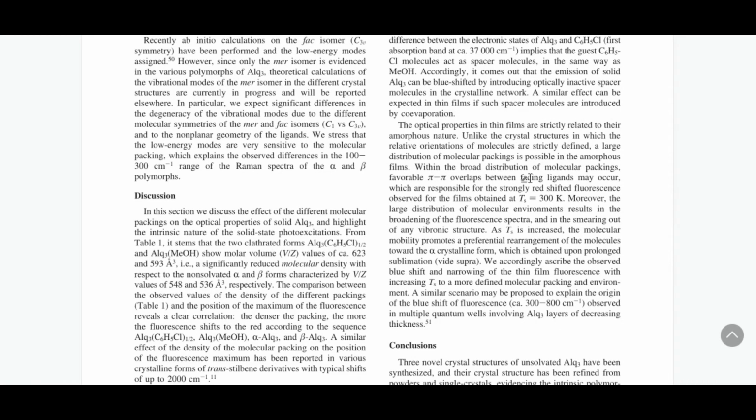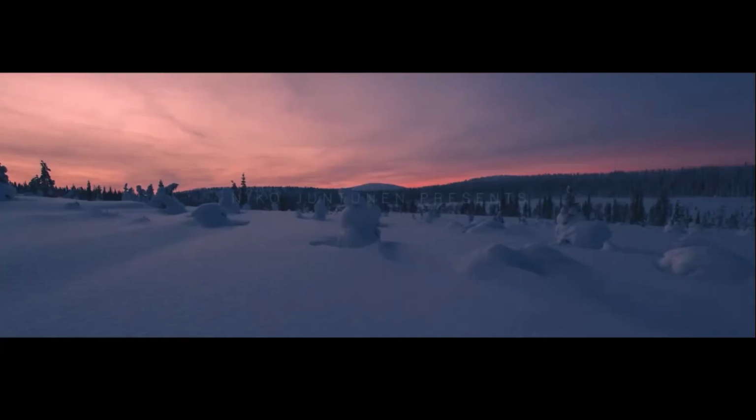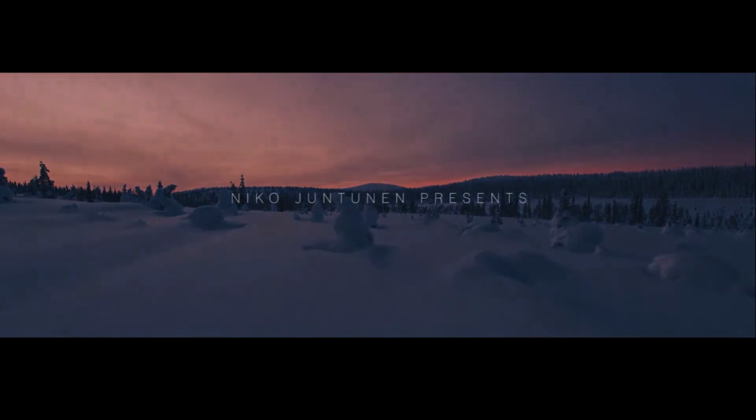Generally, organic molecules are electrically conductive as a result of delocalization of pi electrons caused by conjugation over part or all of the molecule. Researchers concluded that the optical properties in AlQ3 thin films are strictly related to their amorphous nature. Broad distribution of molecular packings enables favorable pi-pi overlaps between facing ligands to occur, which contributes to its optical properties.